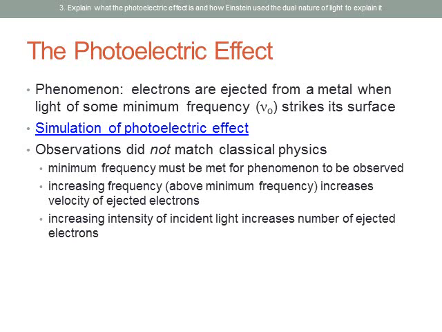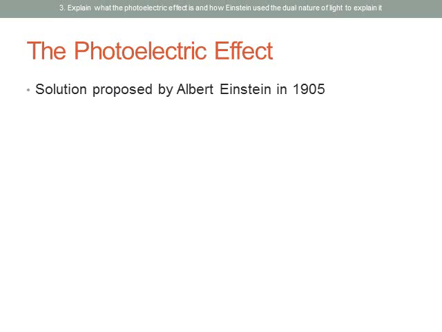In fact, classical physics would have reversed these last two predictions: that increasing the frequency would have given us more electrons, and increasing the intensity would have ejected faster electrons. So we had to have a way of explaining this. Well, the explanation and the proposed solution came from Albert Einstein, the Einstein that you are all familiar with, or at least heard of before, in 1905.